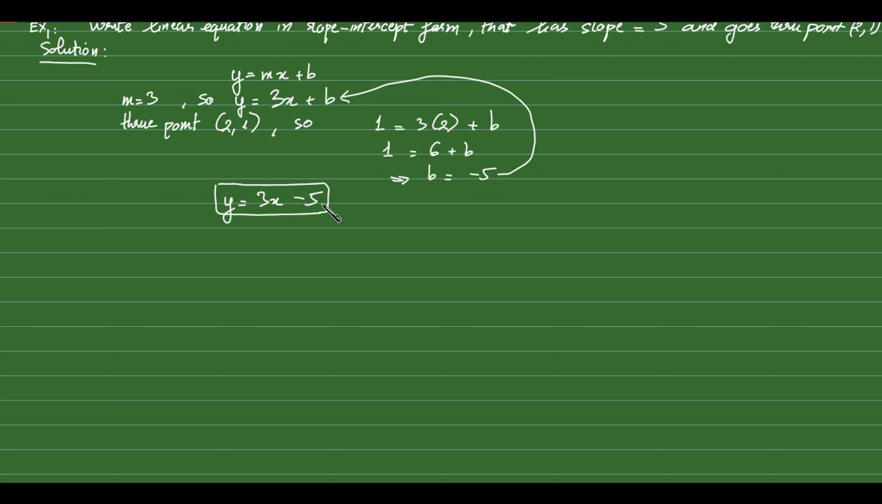There you go. Okay, so this first example is kind of pretty easy because they already give you the slope. Now what if they don't give you the slope? What if they give you 2 points? Okay, example 2. Write a linear equation.